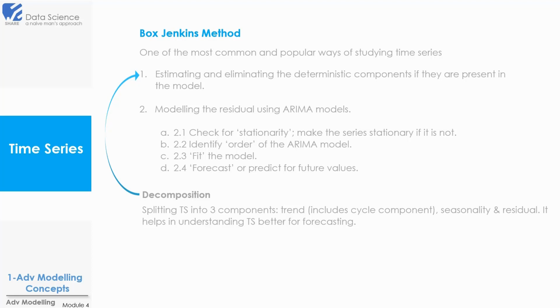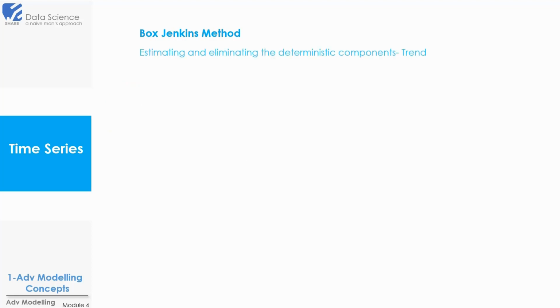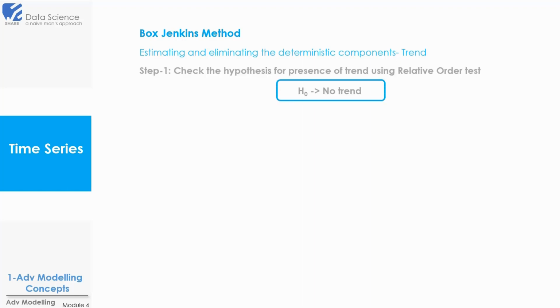So the first step we saw was to estimate and eliminate the deterministic component. And we already know that there are three deterministic components, that is trend, seasonality and cyclicity. So we will see how we determine each of these. Let's start with trend. In the first step, we'll check the hypothesis for presence of trend using the relative order test. Because to estimate the trend, we should first know whether the trend is present or not.